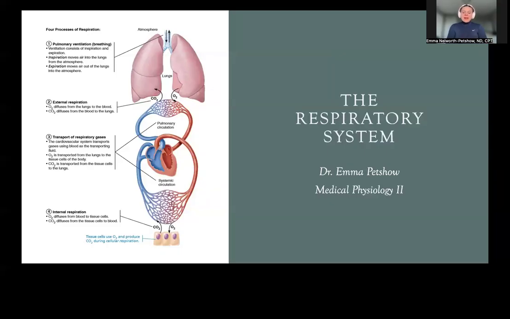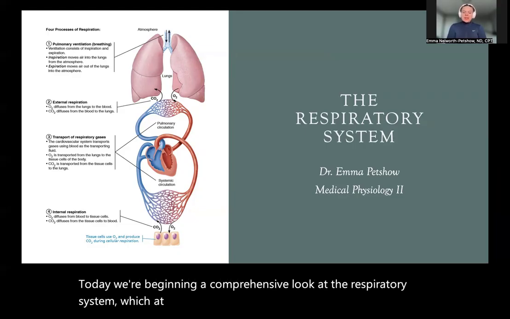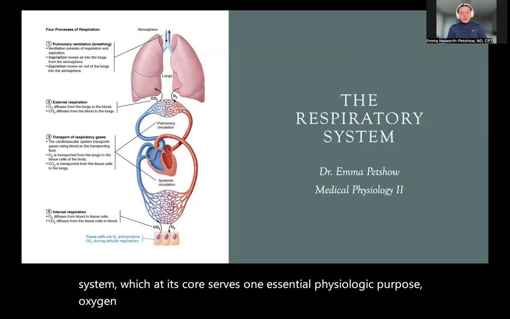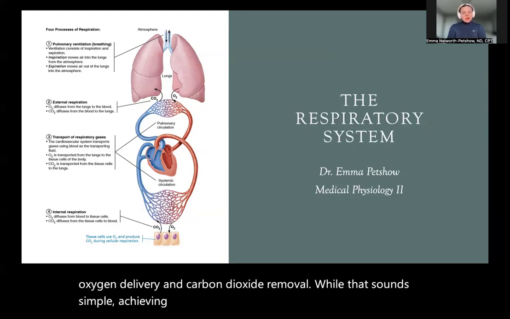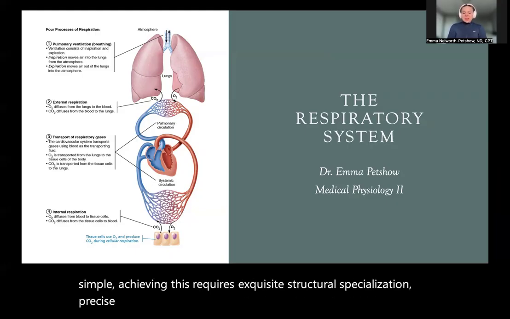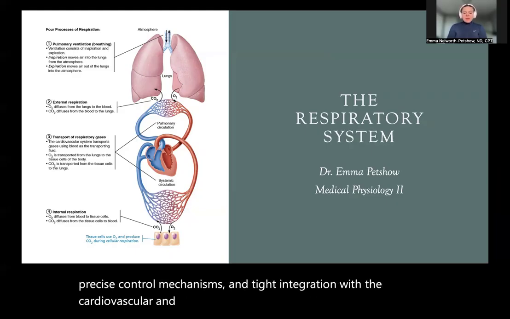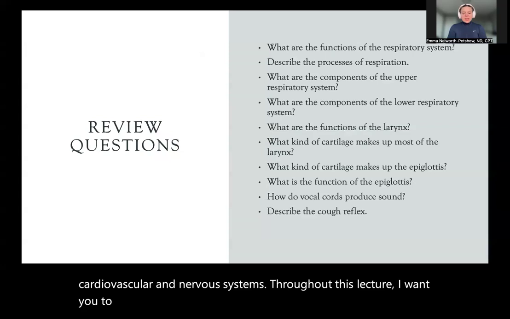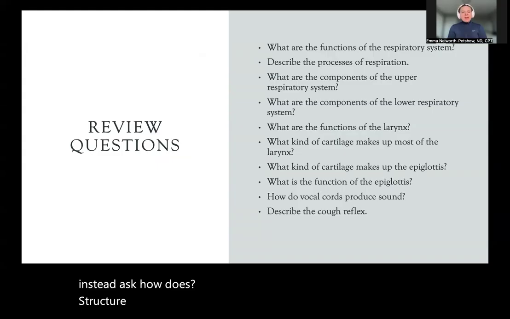Today, we're beginning a comprehensive look at the respiratory system, which at its core serves one essential physiologic purpose: oxygen delivery and carbon dioxide removal. While that sounds simple, achieving this requires exquisite structural specialization, precise control mechanisms, and tight integration with the cardiovascular and nervous systems. Throughout this lecture, I want you to think beyond memorizing anatomy and physiology and instead ask, how does structure optimize gas exchange? And how does dysfunction at any point affect the whole system?